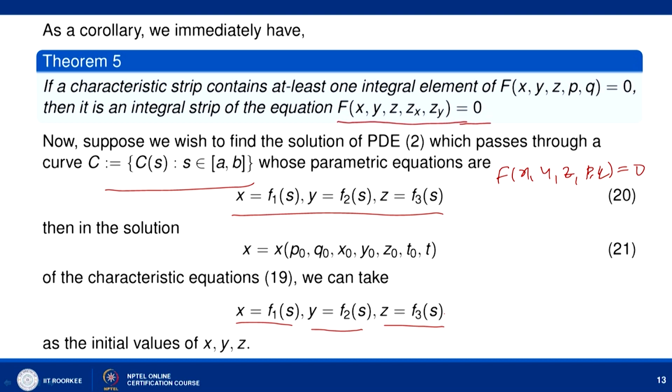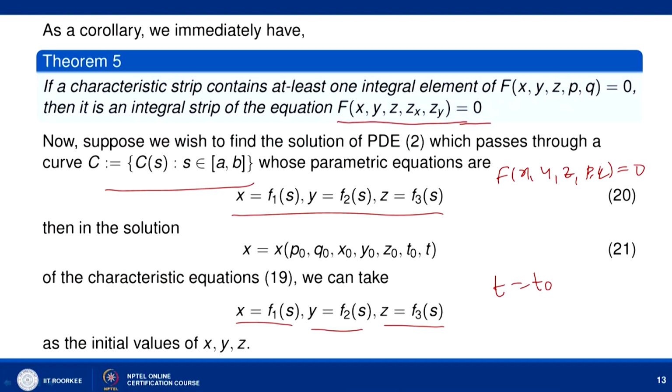So, it means that if these are the initial values, at t equal to t naught, the initial values of your characteristic strip are basically x, f1(s), f2(s) and f3(s), then it will contain an integral element, and the strips which we are looking for are integral strips, and in this way we can find the integral surface. So, that is the idea of this.